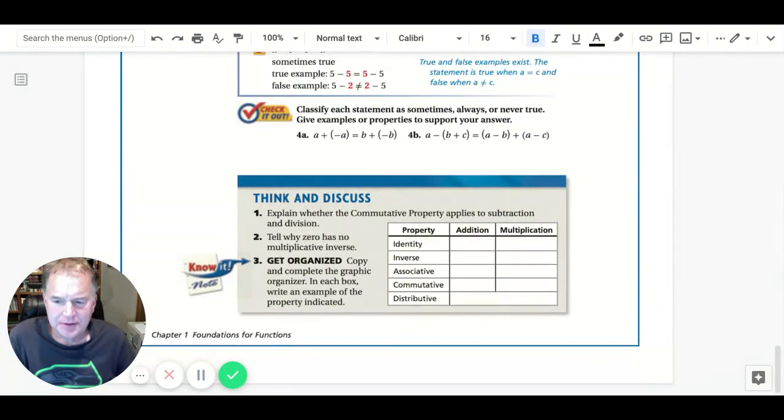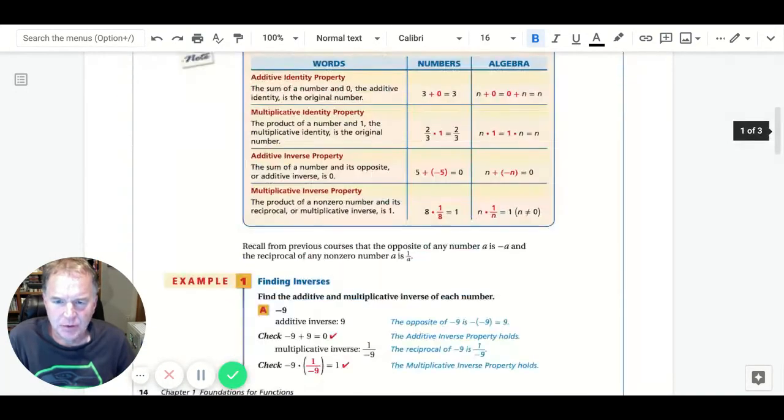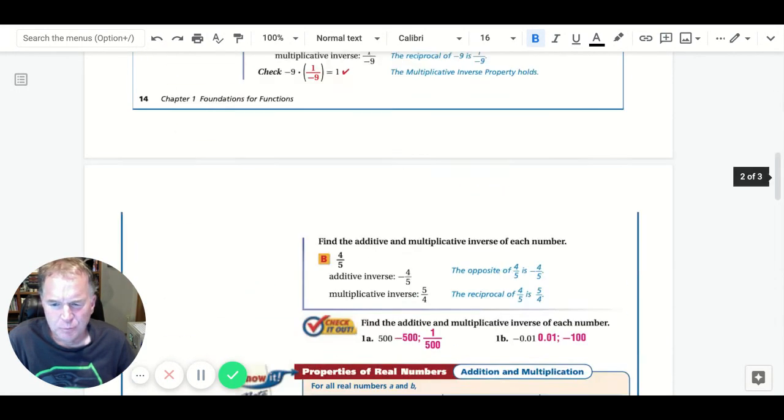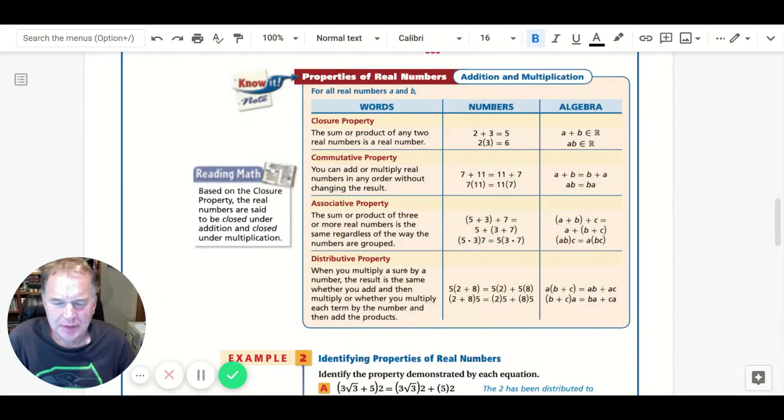And that is it for this section. So are these a big deal? Well, it's not something we talk about all the time, but the idea of the inverse and identity come up in mathematics occasionally. And these properties we definitely use, but we don't talk about them that much. Distributive probably the most of all.